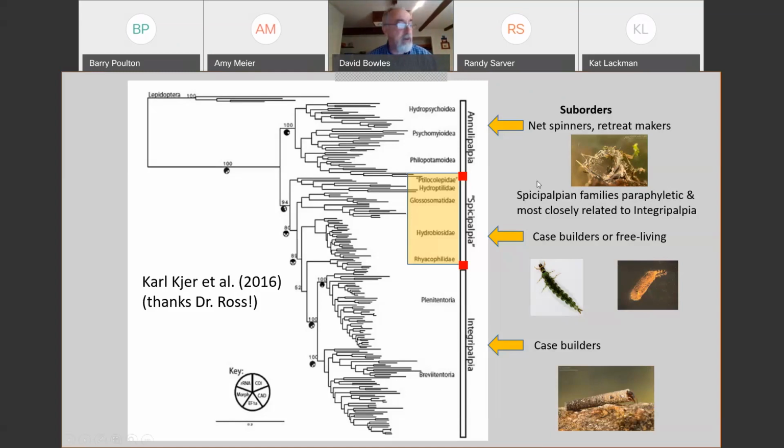The one difference between the two trees is that Ross treated the family Psychomyiidae as a subfamily of the Polycentropodidae. And we now know that those are 2 very distinct families. That was the exception. And I think that was just an absolutely amazing effort on his part.